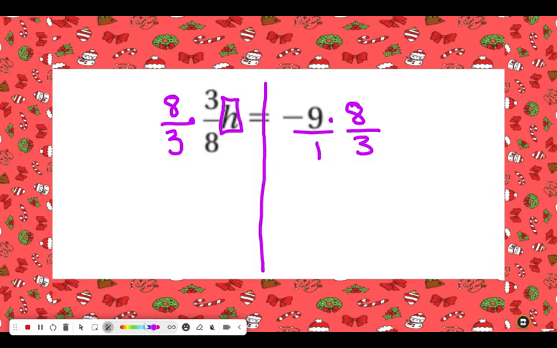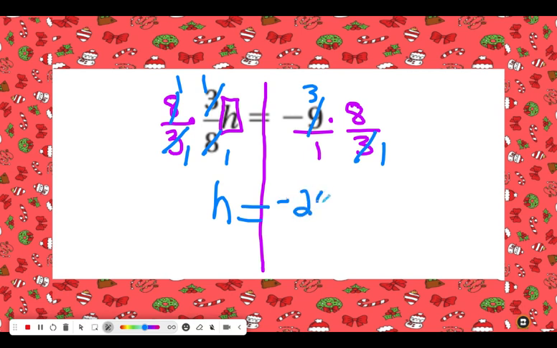So if you look at your 3's, they are going to cancel out and be 1s. 3 divided by 3 is 1. 8 divided by 8 is 1. So 1 times 1 is just 1h. Okay, now look here. Can 3 go into 9? Yes, it can. 3 divided by 3 is 1. 9 divided by 3 is 3. So negative 3 times 8 is negative 24.